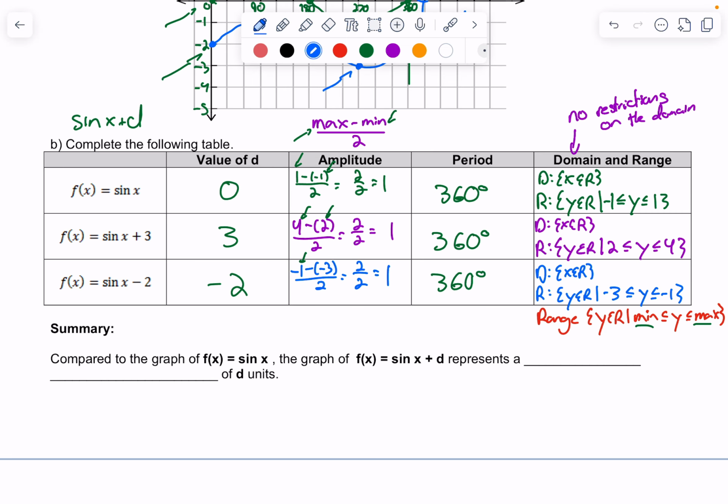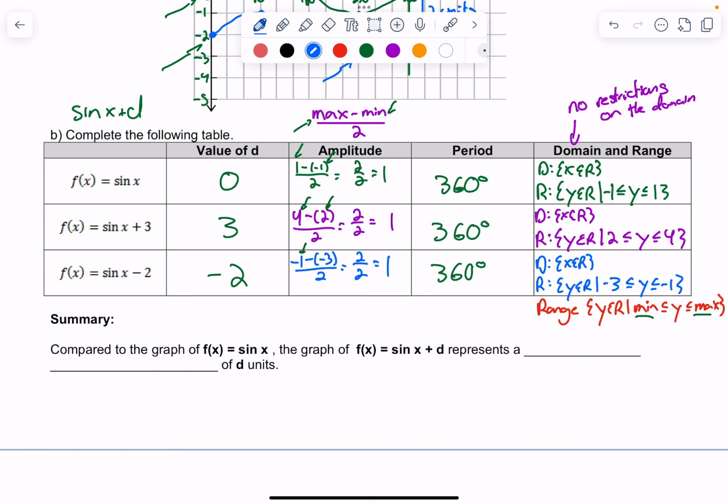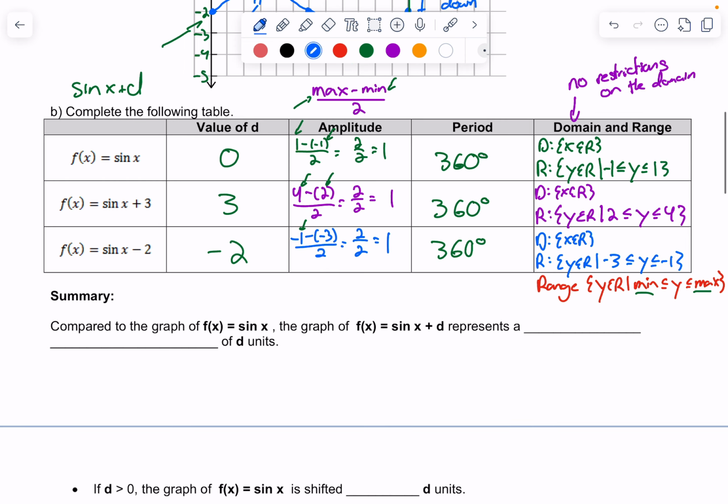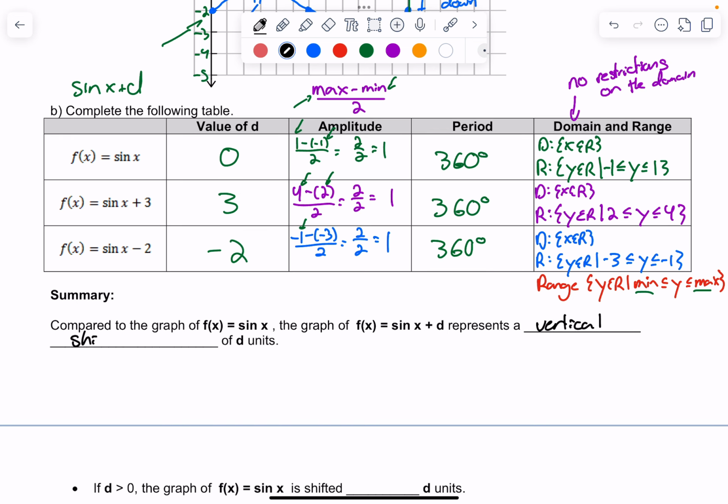So really what changes when you have a d value is your range. You're changing the y's that your function is oscillating between. It has a vertical shift. So compare the graph of f of x equals sine x to the graph with d. Well, you have a vertical shift up or down of d units.